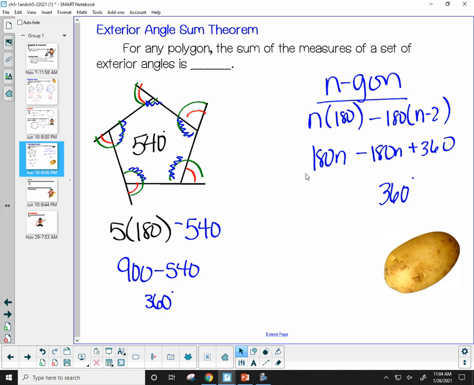It's for any convex polygon. Concave is a whole new beast. If you have a concave polygon, you don't need to talk about the exterior. So this is all convex polygons. It doesn't matter if it's regular or not. So let's use that idea: the sum of all the exterior angles is always 360. Doesn't matter how many sides you have.